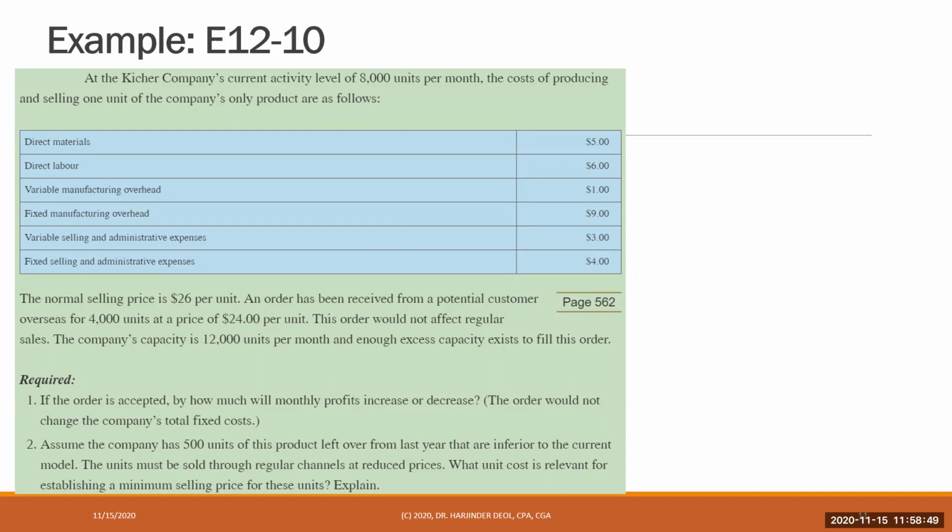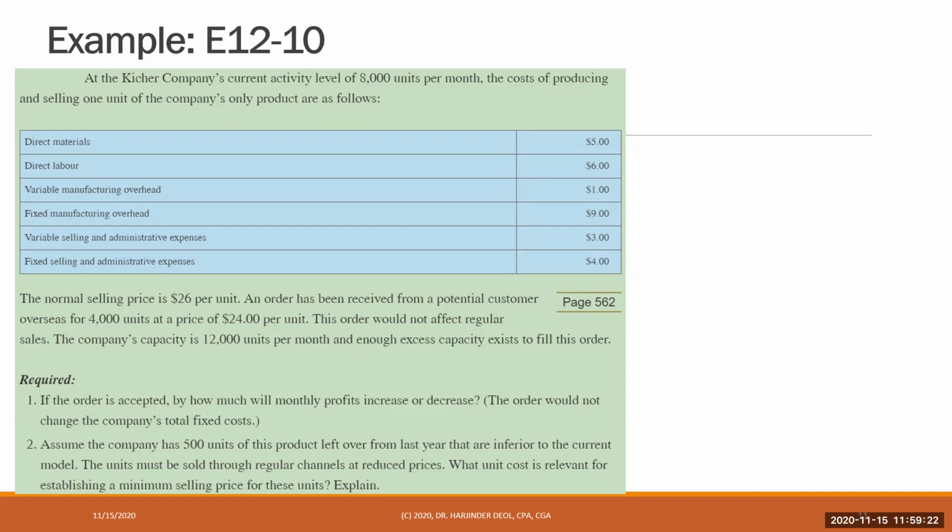This order will not affect regular sales. The company's capacity is 12,000 units a month, and enough excess capacity exists to fill this order. So we don't have any kind of capacity constraints, etc. We are well able to fulfill the order. First part of the question is, if the order is accepted, by how much will monthly profit increase or decrease?